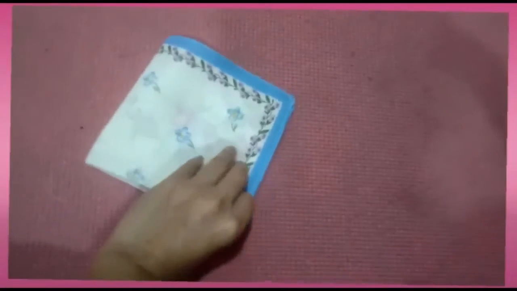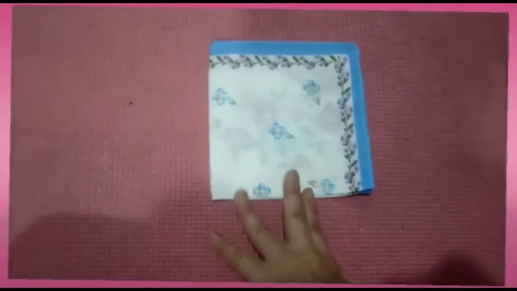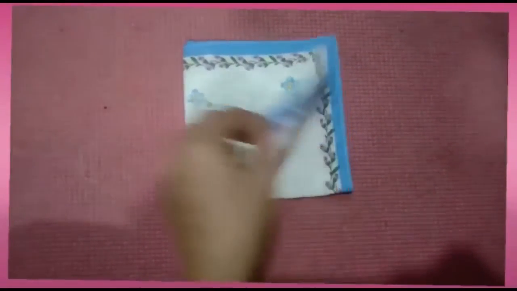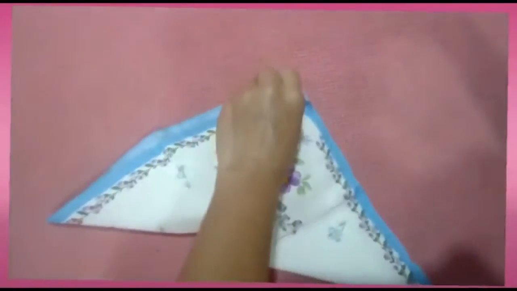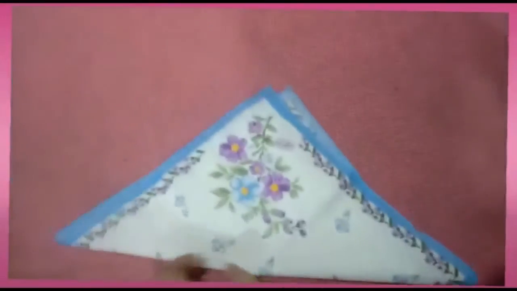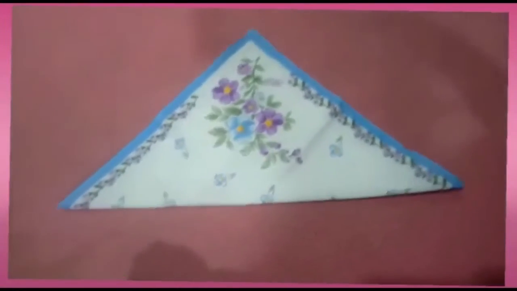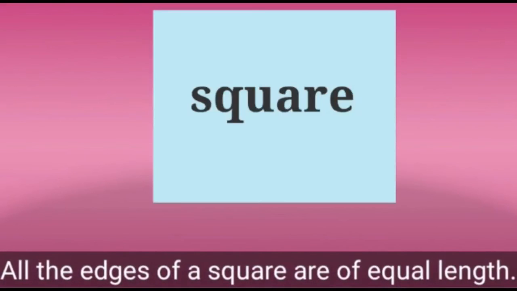Now we shall fold the handkerchief as shown alongside to find out if each corner falls exactly on the one opposite. The corners match, and so do the edges that make them up. Now fold the handkerchief over again. All the edges match in length. Similarly, it means all the edges of a square are of equal length.